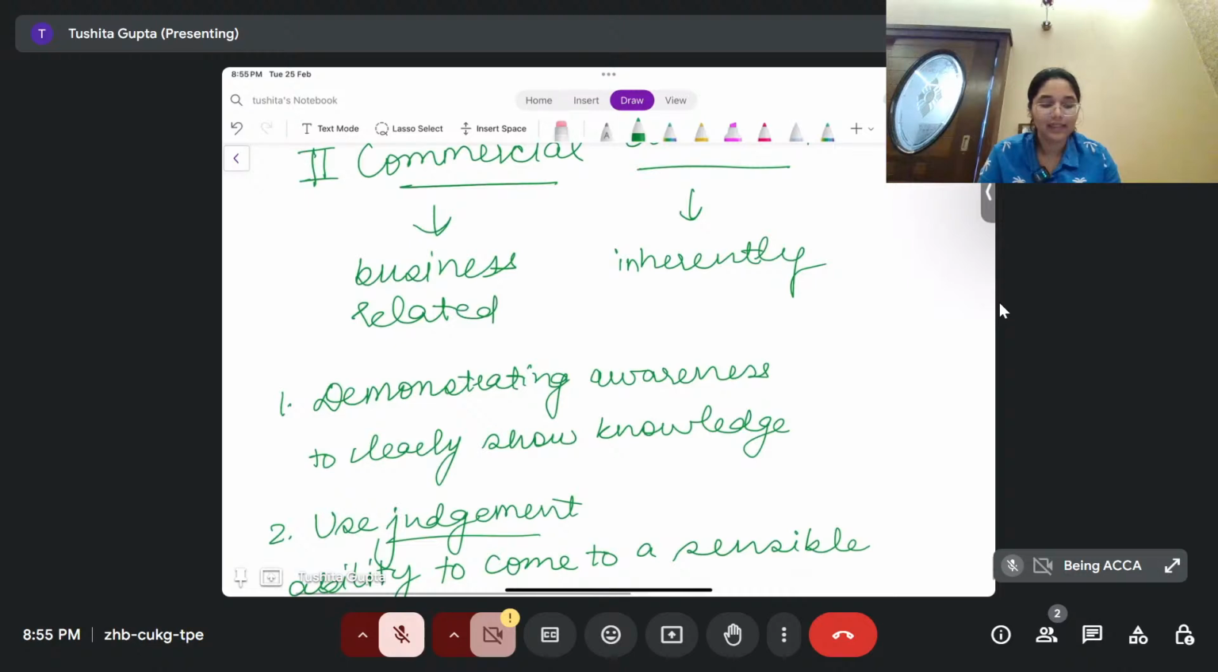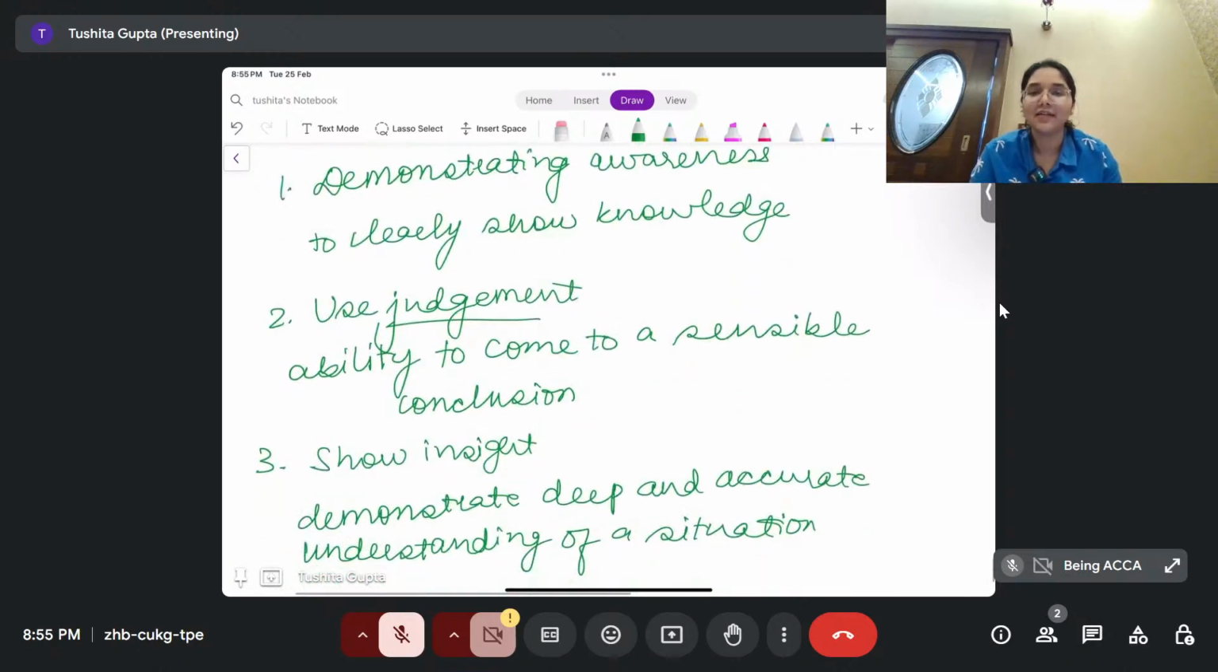Are we all good till here? Any queries, please ask. If you people have any queries, please ask. This is the second skill discussed. All good? Okay.